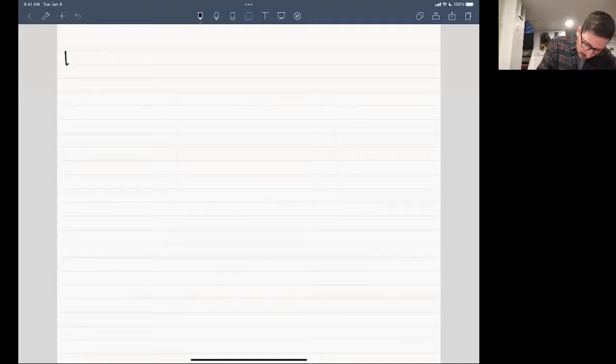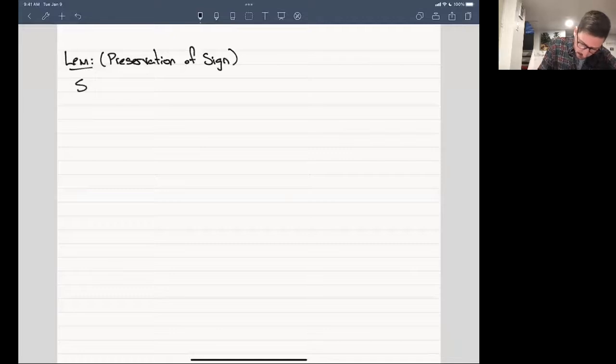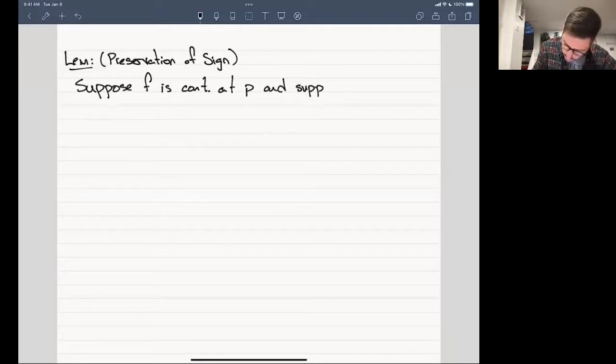So this is just going to be a lemma. It's not really that strong of a result, and you'll see that comes from the fact that the proof is very quick and easy. So it's called the preservation of sign. And we say, suppose f is continuous at a point P, and suppose f of P is positive. Okay, so at some point, you're continuous and you're positive.